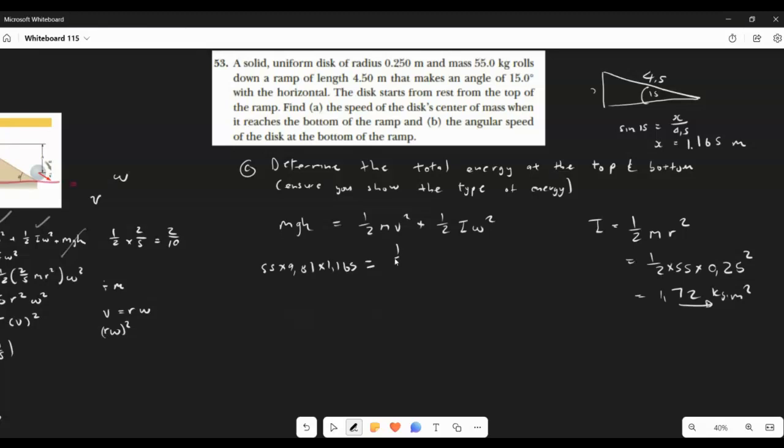So 55 times 1.165 is equal to a half, what's the mass there again? 55. I believe we're looking for half times 55 times v squared plus half times 1.72 times omega squared. In this case, you have omega as v over r, squared, right? So to sort this out, obviously this is going to be v over r squared. R is 0.25, and if I square that, I should get divided by 0.0625. Close bracket.